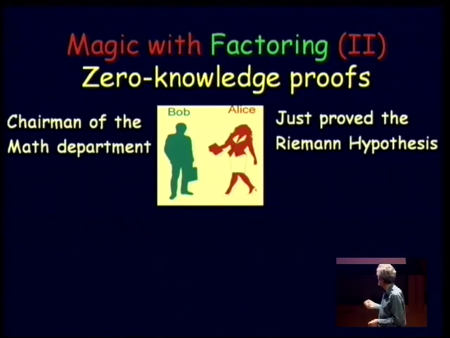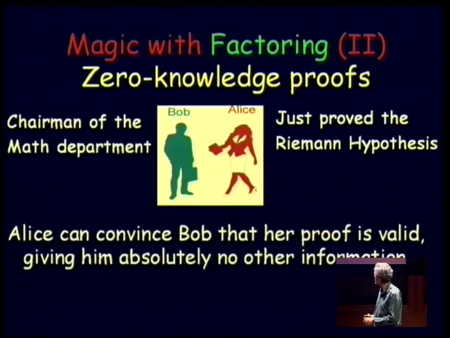So she wants to tell the chairman, but there's one worry, right? Maybe he'll take it and publish it first. So here's something magical you can do if factoring is difficult. Alice can convince Bob, beyond any reasonable doubt, that her proof is valid without giving him a single hint of anything, except the fact that her proof is good. That's what's called a zero-knowledge proof.